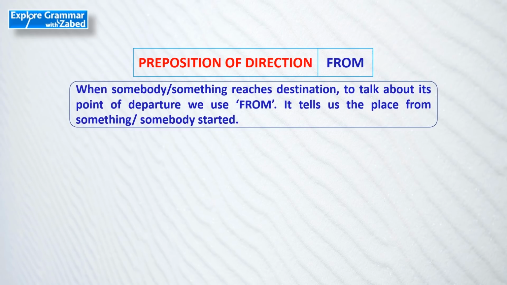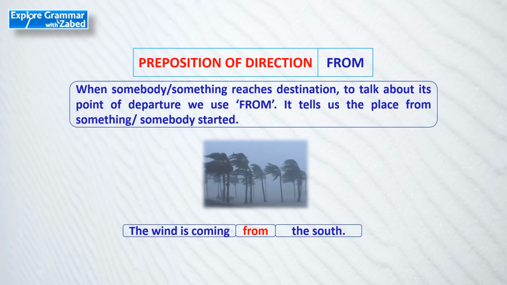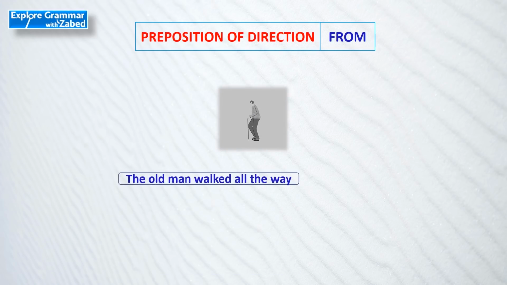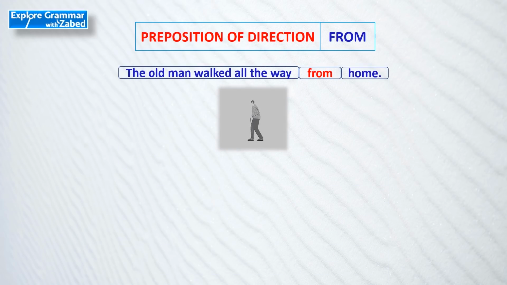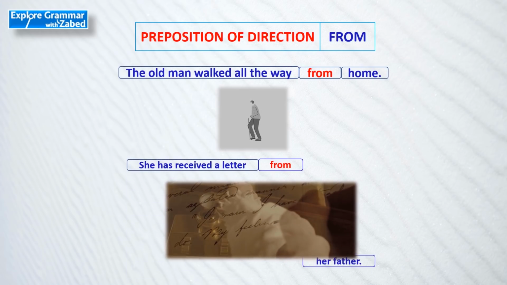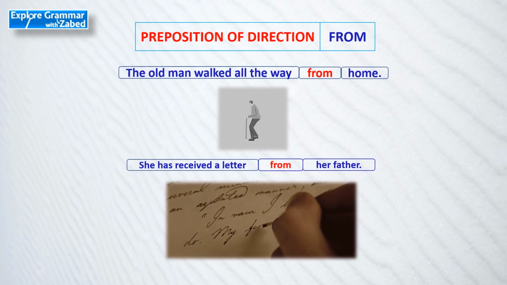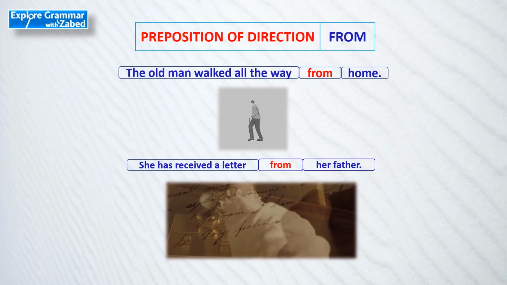The preposition "from" tells us the source or the place from where someone or something started. For example, the wind is coming from the south. The old man walked all the way from home. She has received a letter from her father. In all the sentences, "from" tells us the origin from where something started.